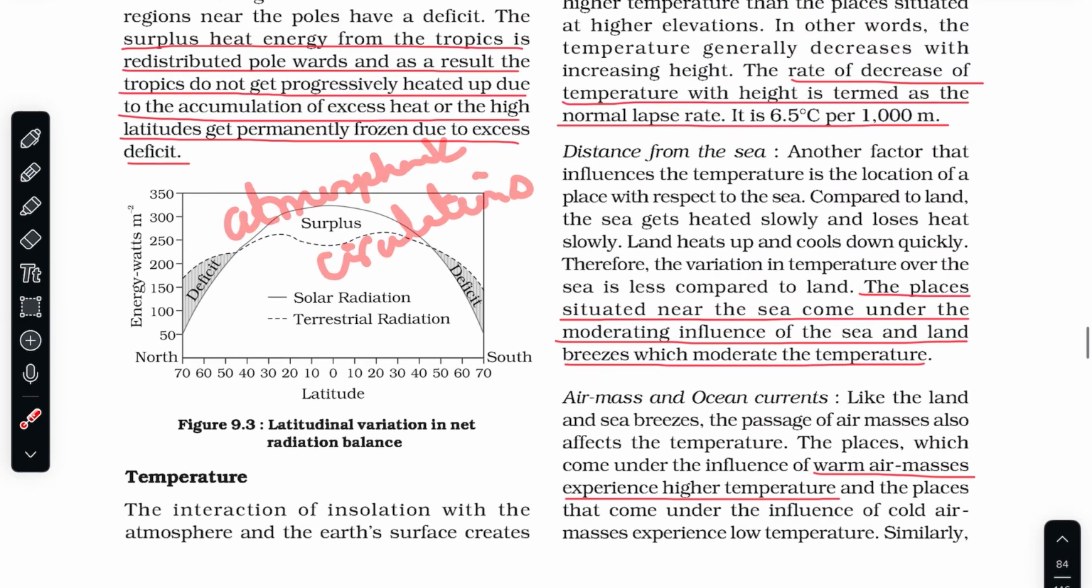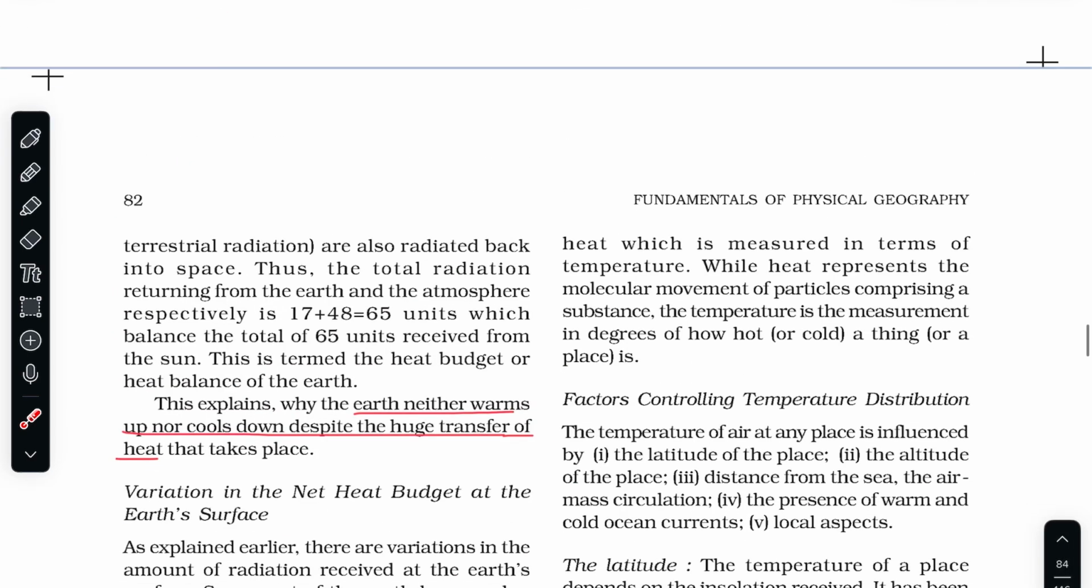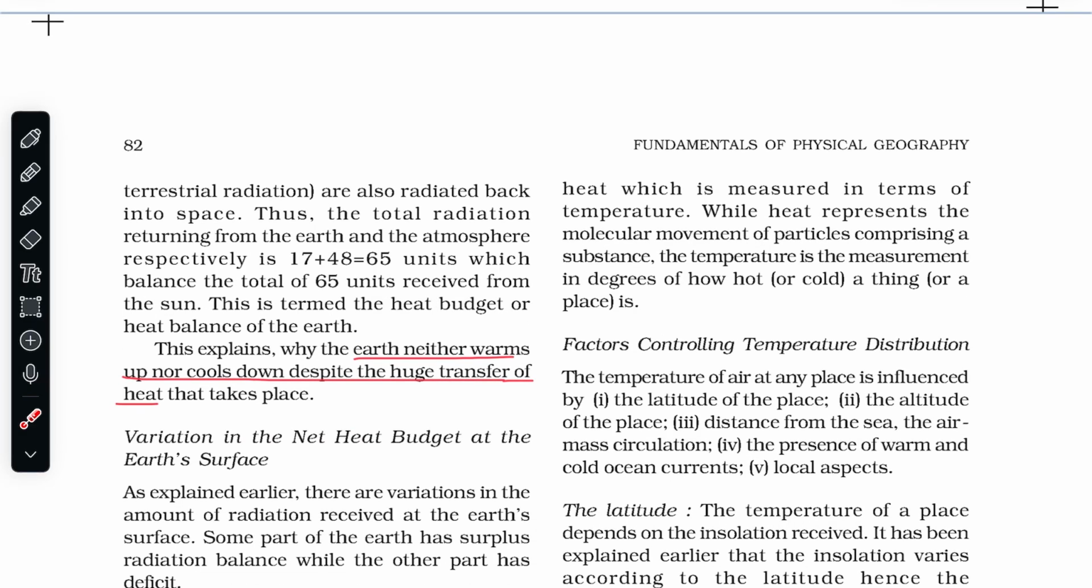Then the temperature. The interaction of insolation with the atmosphere and the Earth's surface creates heat, which is measured in terms of temperature. While heat represents the molecular movement of particles comprising a substance, temperature is the measurement in degrees of how hot or cold a thing or a place is. So heat and temperature have been differentiated over here. Heat basically represents the molecular movement of particles which comprise a substance, whereas temperature is just a measurement of how hot or cold a thing is.